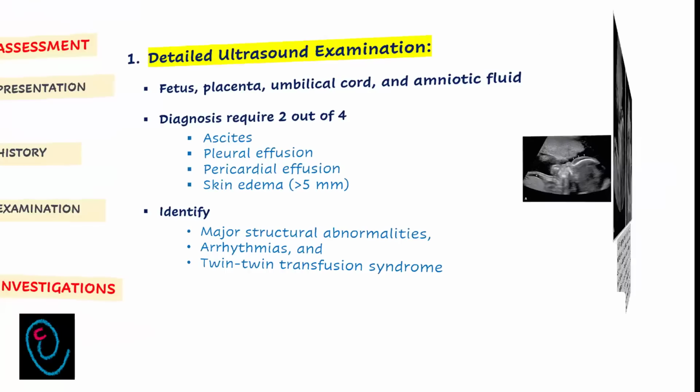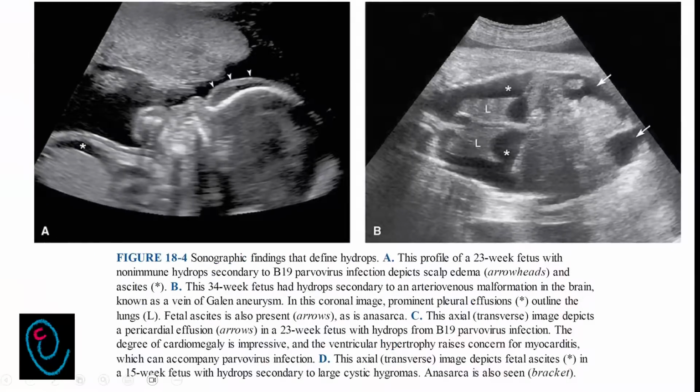These pictures illustrate the features of non-immune hydrops fetalis. In the first picture, this is a face profile. We can identify the skin edema. In picture B, we can see a coronal section. These are the lungs, and the stars demonstrate pleural effusion, while arrows refer to ascites.